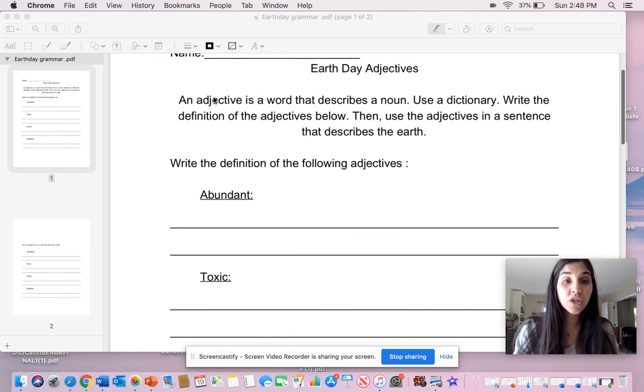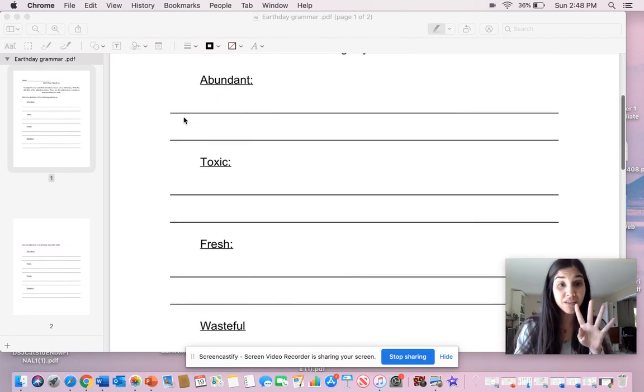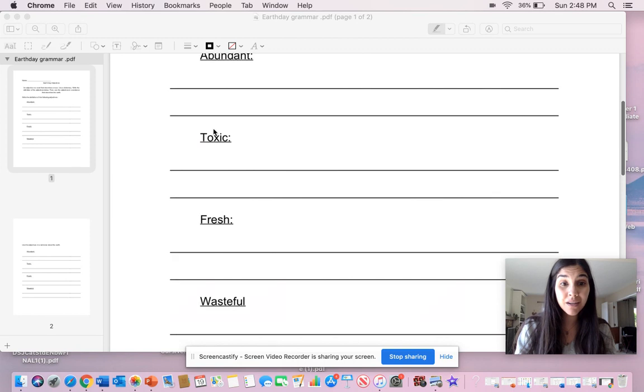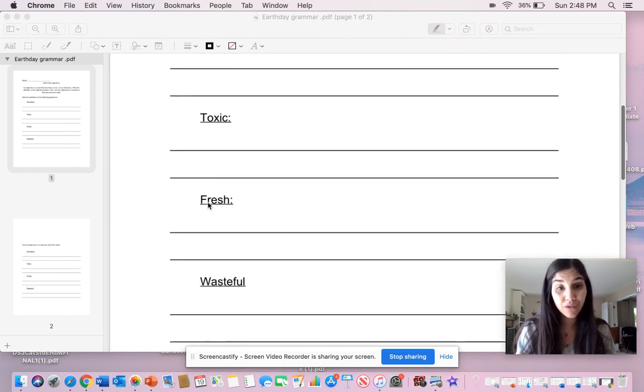So the directions here say an adjective is a word that describes a noun. Use a dictionary, write the definition of the adjectives below, then use the adjectives in a sentence that describes the earth. We have 4 adjectives. This word up here, this is a big word, you guys. Abundant. So we have abundant, toxic, fresh, and wasteful.